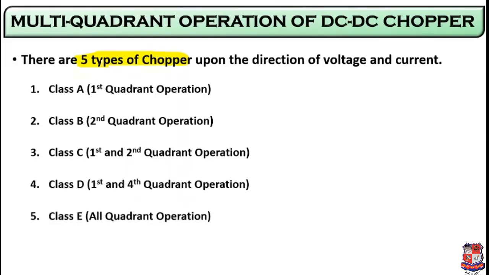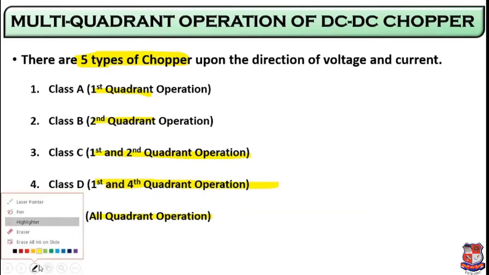Okay, all quadrant operation. So over here I have written, if it is a first quadrant operation, then it will be called class A. If it is only a second quadrant operation, then it is class B. If both first and second quadrant operation, then it is class C. If first and fourth quadrant operation, then it is class D, and class E is all quadrant operation.